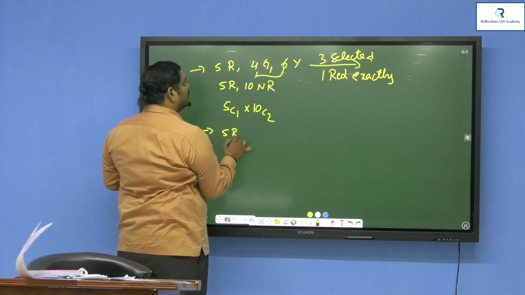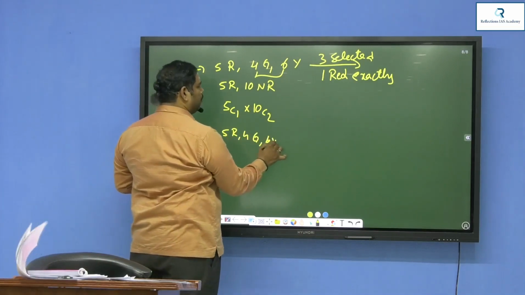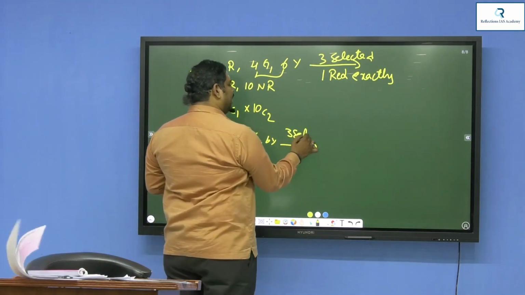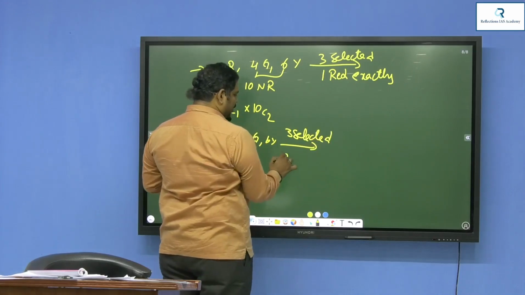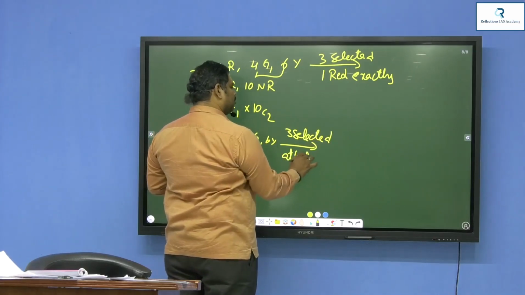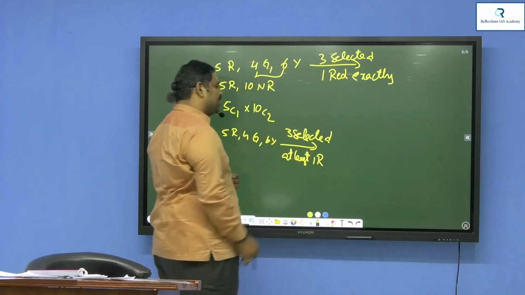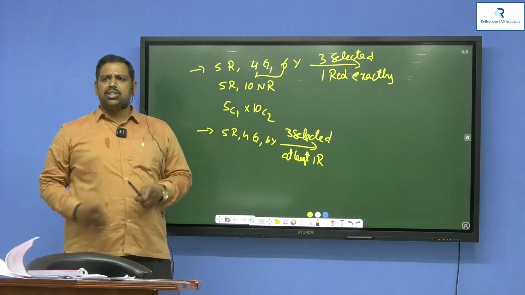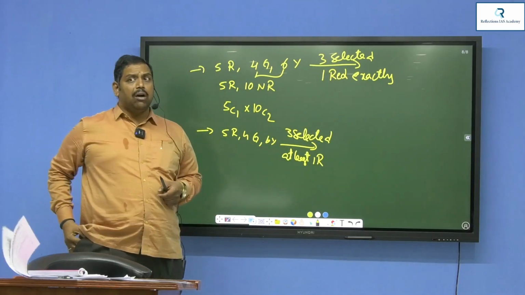There are 5 red, 4 green and 6 yellow. Okay, 3 are selected such that there should be at least 1 red. What's the difference between the previous one and this one? Previous one, strictly 1 red. Now you have at least 1 red.